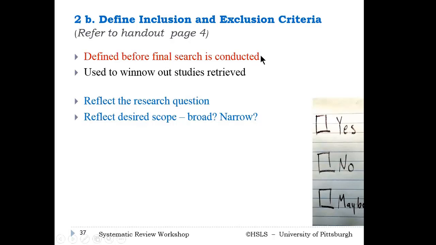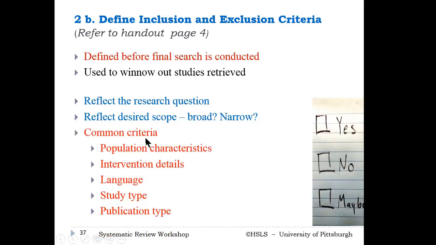And always, this criteria should reflect the research question. Also it should reflect the desired scope. If you want a broad scope, it should be broad. If you want a narrower one, it should be narrow. So in the criteria, you have to have that.